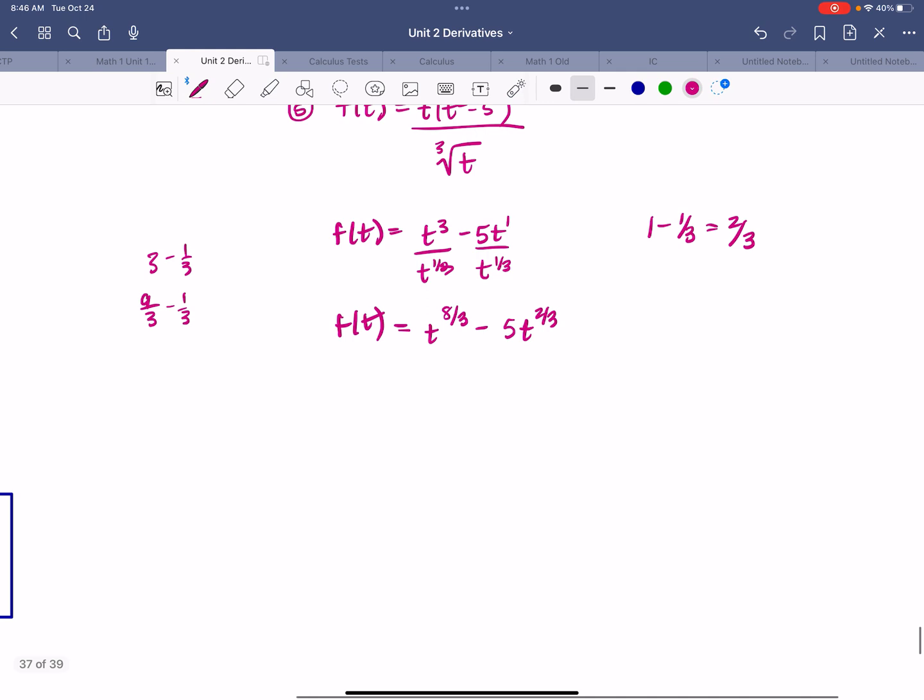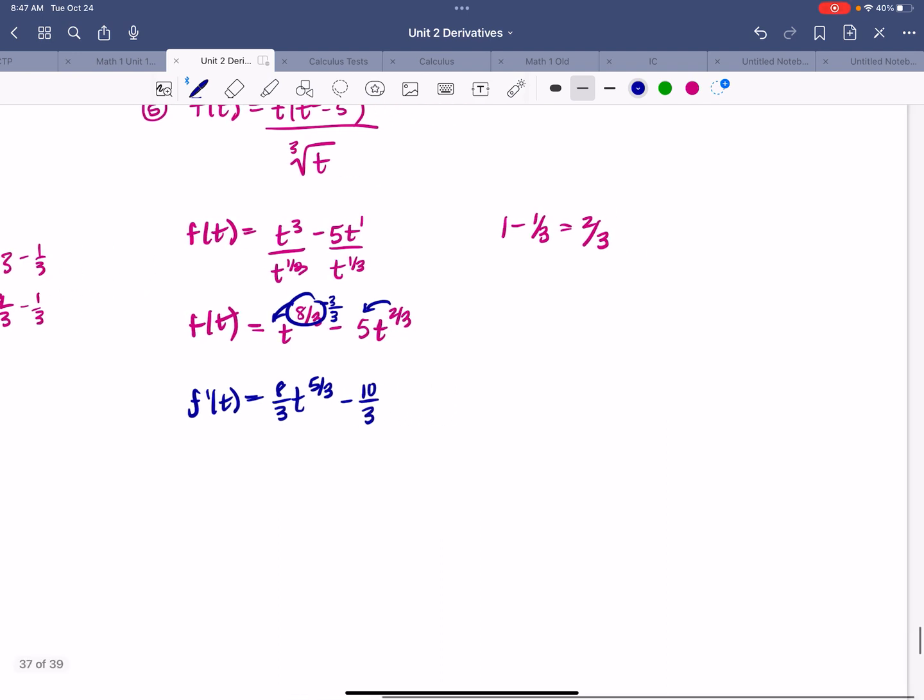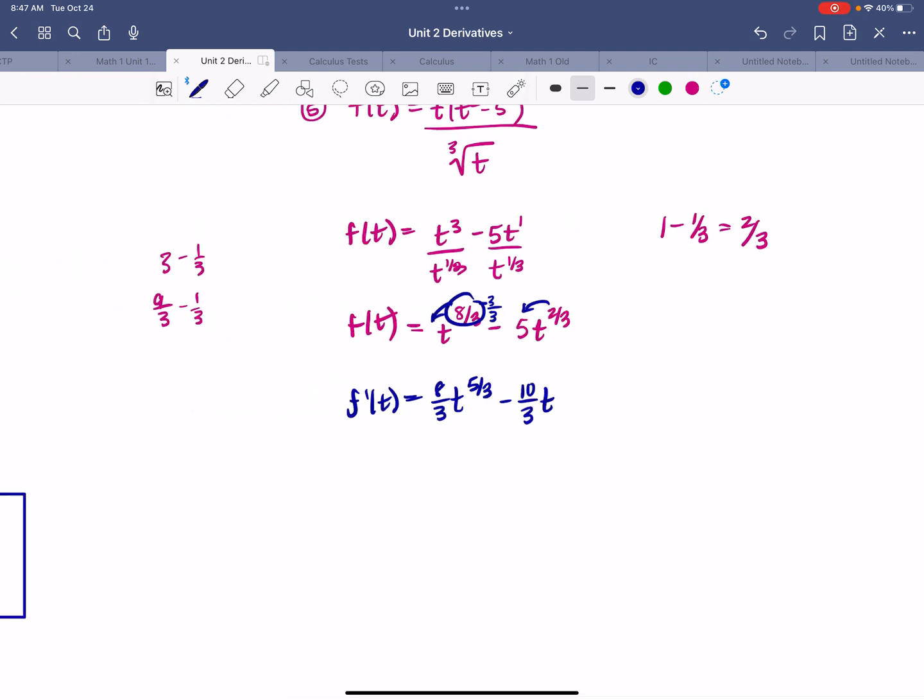Now I can apply the power rule. The derivative of f of t, 8/3 gets multiplied out in front. And then I'm going to power down. Subtracting by 3/3 is the same thing as subtracting by 1. So 8 minus 3 is 5, so 5/3 minus. So 2/3 times 5 is going to be 10/3. I power down. So 2 minus 3 is going to be that -1/3.